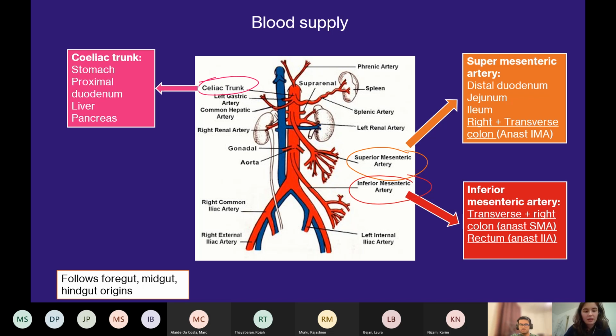And these follow the embryological origins, so the foregut, the midgut, and the hindgut. So if anyone wants to do a revision on that, feel free.